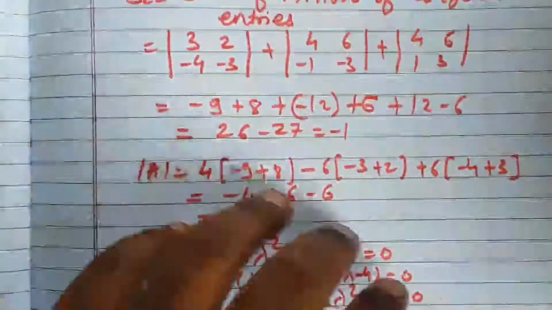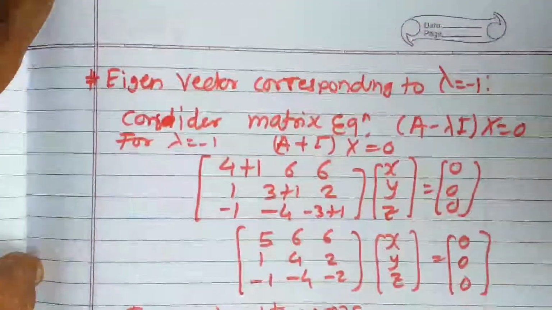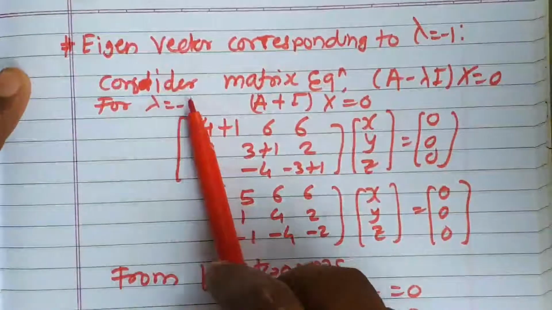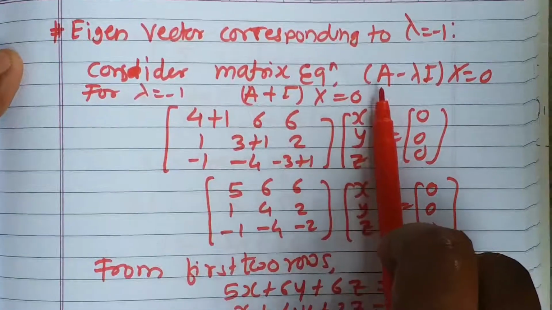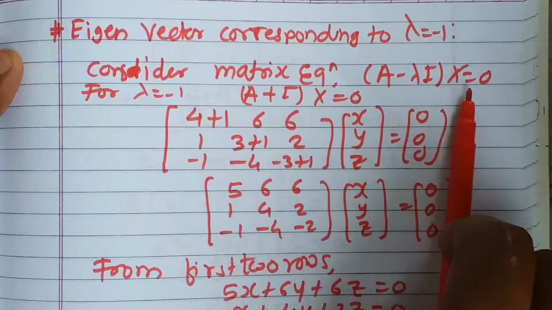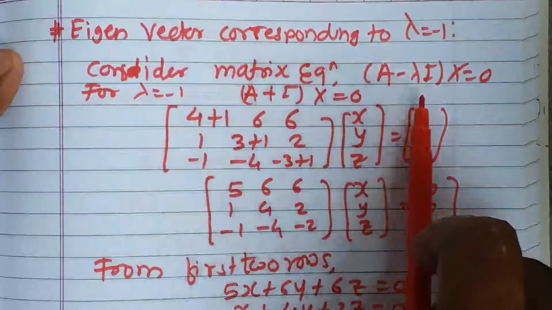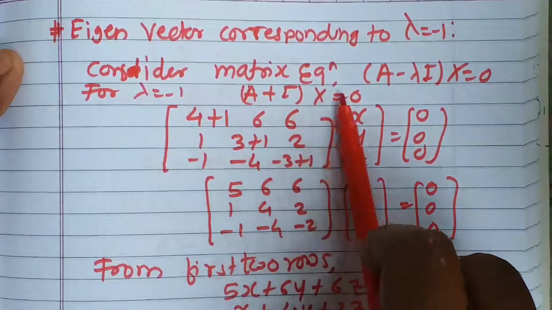Now let us see how we are going to do the calculation for the eigenvector. Eigenvector corresponding to the lowest eigenvalue lambda equal to minus 1. For determining the eigenvector, we consider the matrix equation. It is given by (A minus lambda I) times x equal to 0. This x is your eigenvector. Now for lambda equal to minus 1, put lambda equal to minus 1 here, so you will get (A plus I) times x equal to 0.